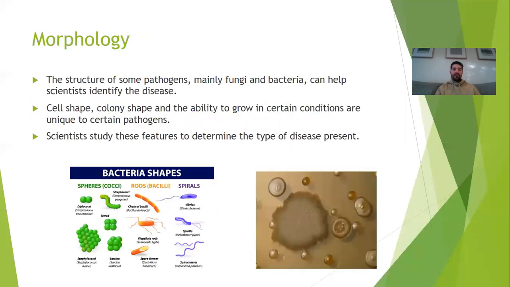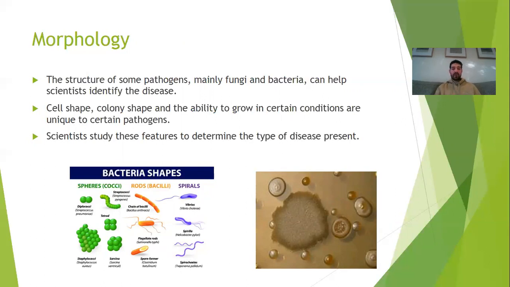And lastly, we look at morphology. Many pathogens, and it's mainly fungi and bacteria that scientists compare, have unique shapes, or a unique colony shape, and they grow in certain conditions. So scientists with an unknown pathogen will try and decide, okay, is this shape like anyone we've seen before? Does it have a particular colony shape that we know of? Does it grow in certain antibiotics and not others? That gives them an idea of what sort of disease they're dealing with. All those different combinations of morphology will help them determine what type of disease.